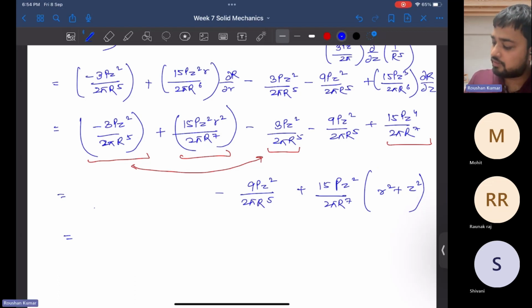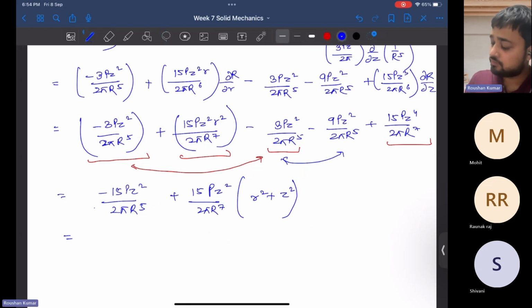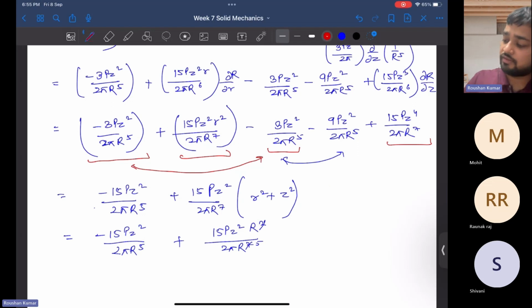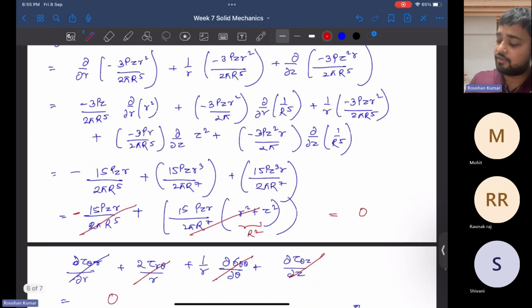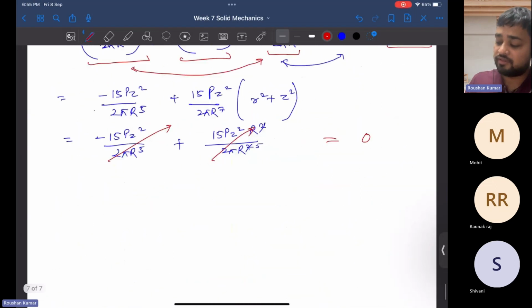If we sum these three terms, 9p z square, 3p z square and 3p z square, that is minus 15p z square upon 2 pi r to the power 5. This is the only term left. Plus, r square plus z square is basically r square, bigger square, so 15p z square bigger square upon 2 pi r to the power 7. This 7 cancels out, and the 2 terms cancel out, and it finally becomes 0. So we have shown that the above set of stress components satisfies the equation of equilibrium in the cylindrical coordinate system.